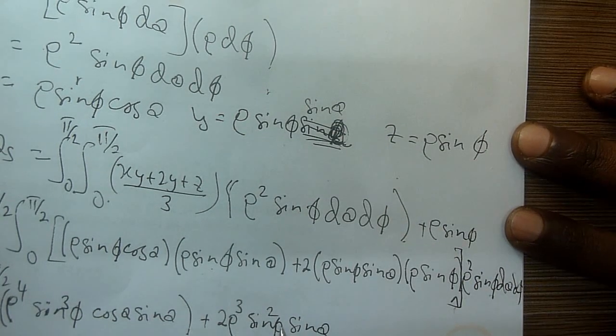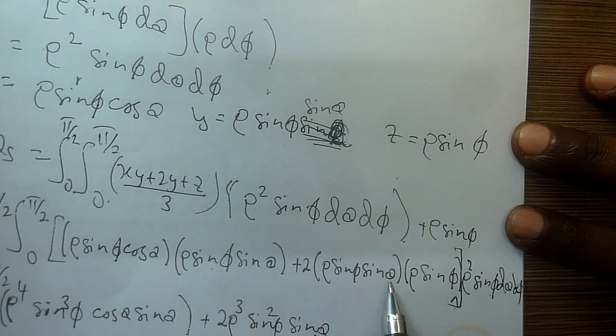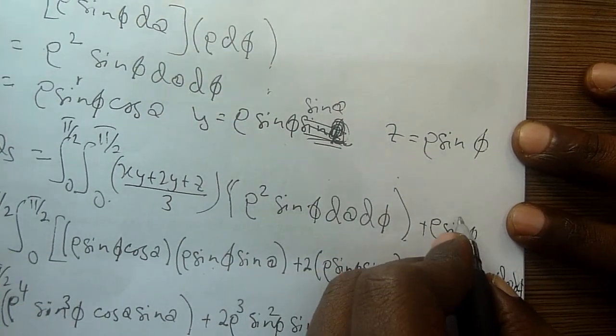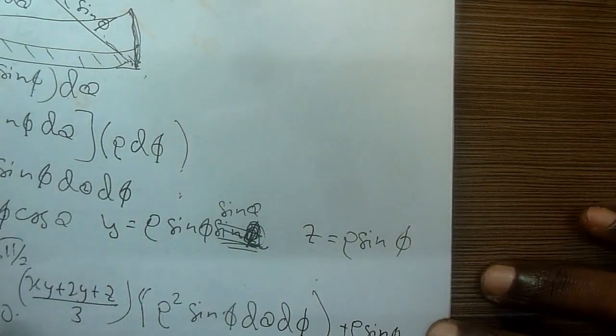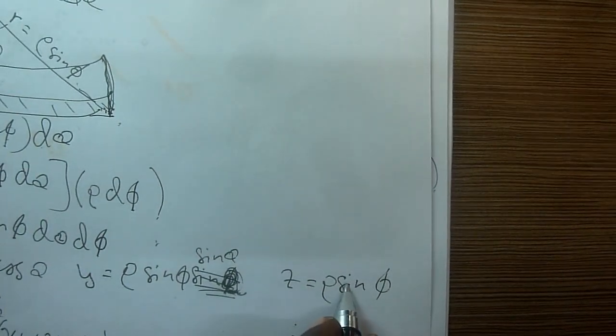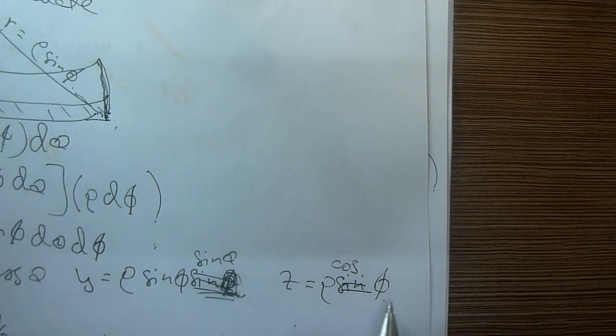Now let me combine everything first. Sine theta, yes, this is sine phi 2 sine theta. This one will come over here, 2 plus what is this, 2, 3. Oh, did I make a mistake here? Yes, it seems so. This is z. Wow, again, too many mistakes here. Sorry, it's a cos phi.